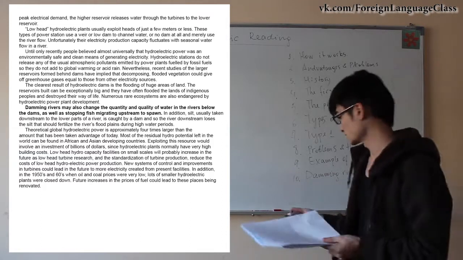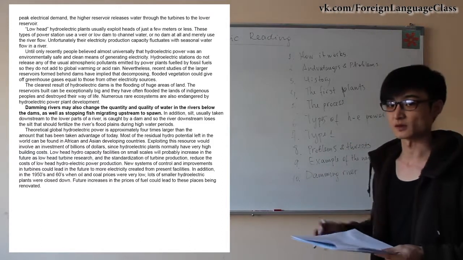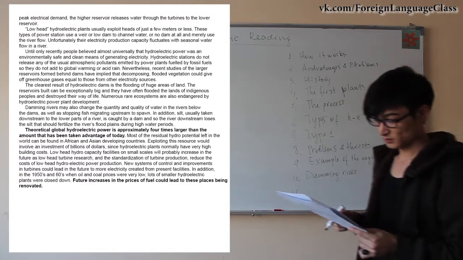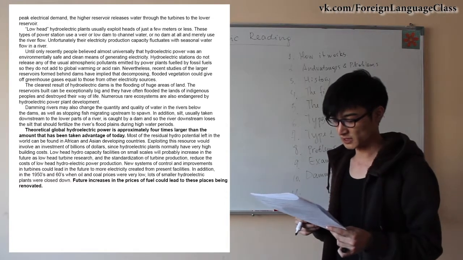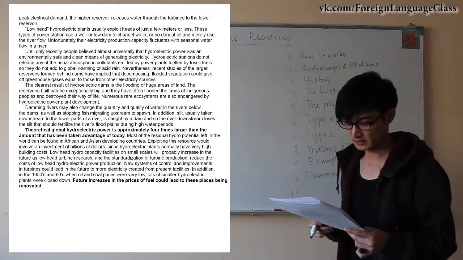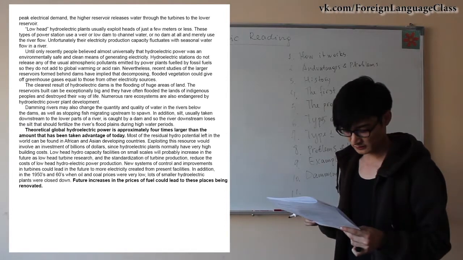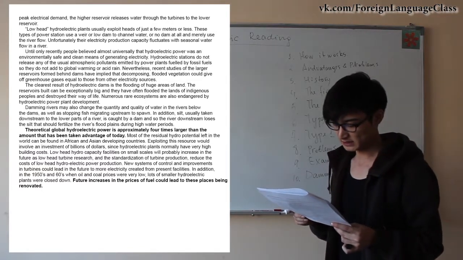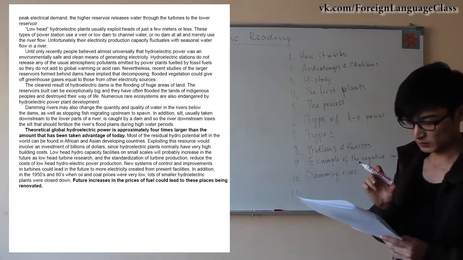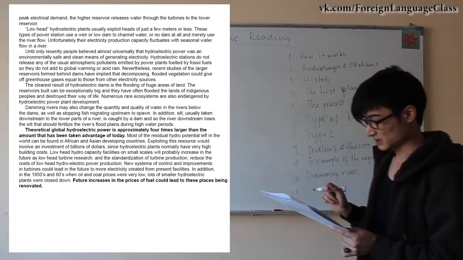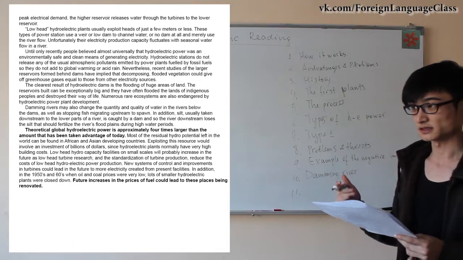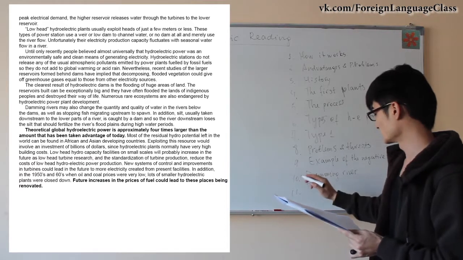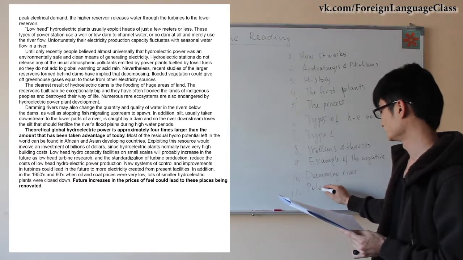So it's about what happens if you build up a dam on a river. And the last paragraph: theoretical global hydroelectric power is approximately 4 times larger than the amount that has been taken advantage of today. And the last paragraph: future increases in the prices of fuel could lead to these places being renovated. We can infer from the first sentence that the hydroelectric plants are now over capacity, and so the last paragraph describes potential.